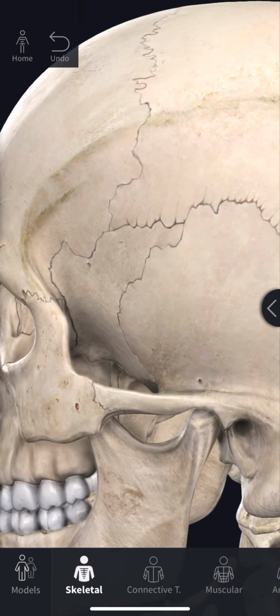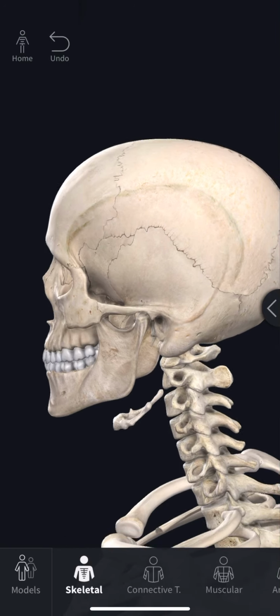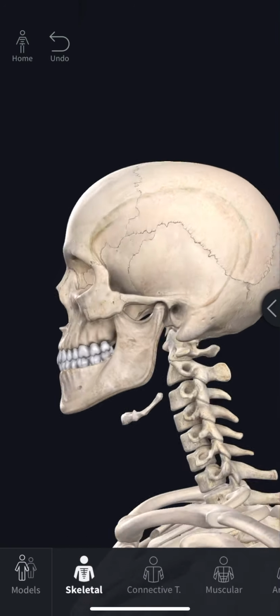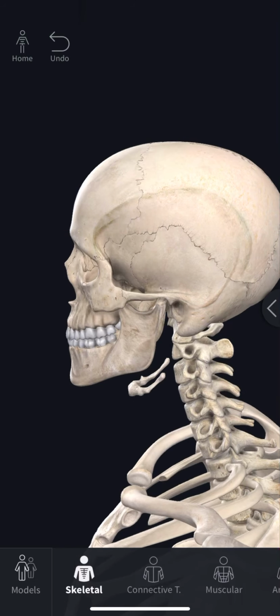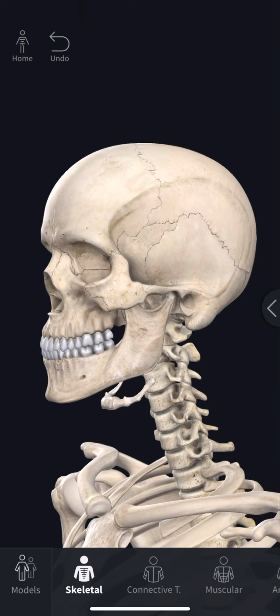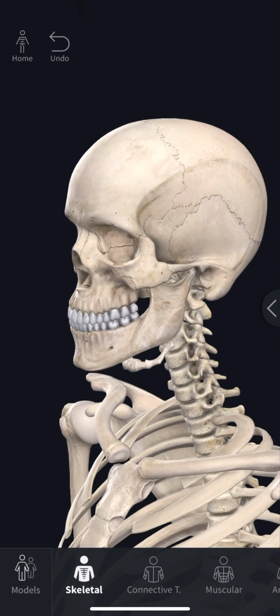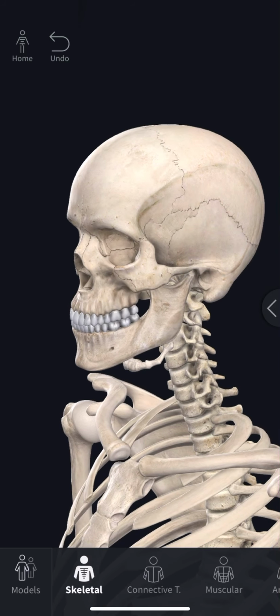Then you have to identify the pterion, this H-shaped suture present between different bones. So these are some of the landmarks that you have to remember for the skull, right? Now, what are the muscles that we will see being attached to this?